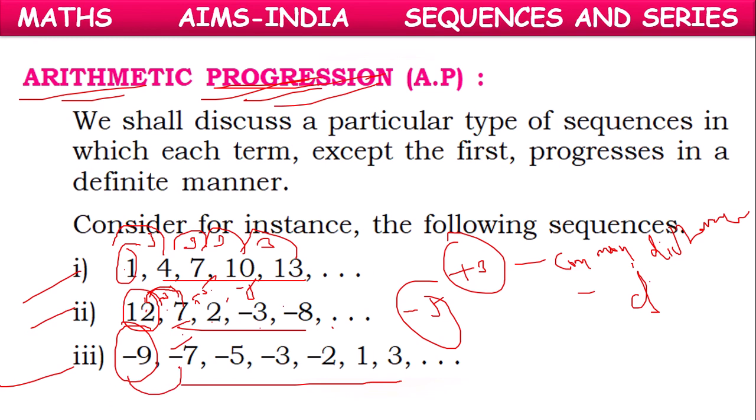Next, minus 9, minus 7, minus 5. How have we got this minus 7? Subtracting minus 2 means adding plus 2. Minus 9 plus 2 is minus 7. Minus 7 plus 2 is minus 5. Minus 5 plus 2 is minus 3. Minus 3 plus 2 is minus 1. Minus 1 plus 2 is plus 1. 1 plus 2 is 3. So here the common difference is plus 2.